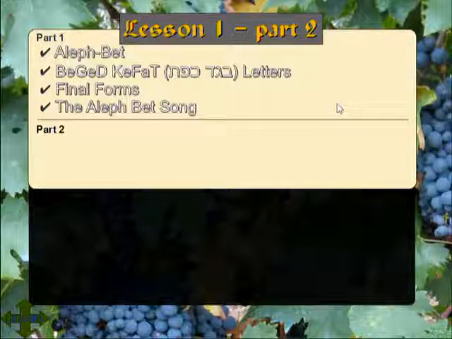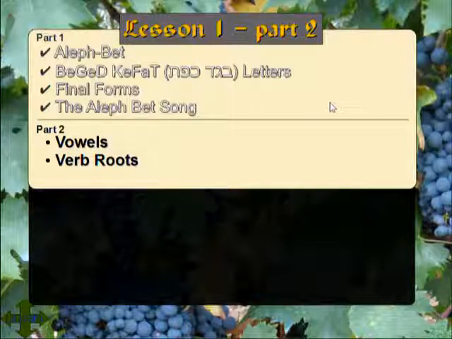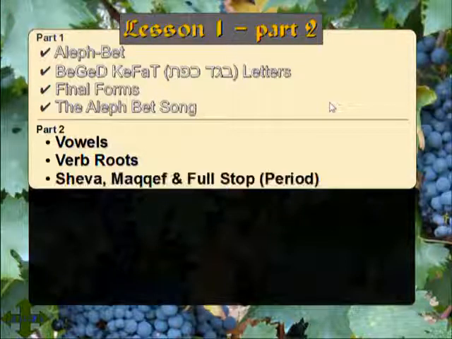But if you're ready for Part 2 and you know the Hebrew alphabet and you can write it and you've memorized it, then you're ready for Part 2 and you're ready to learn the vowels, the Hebrew vowels. And we'll also have a look at verb roots, something called verb roots. You'll find out all about that. And finally the Shiva, something called the Makef, and the Hebrew full stop or period, what that looks like. That's the biblical Hebrew full stop.